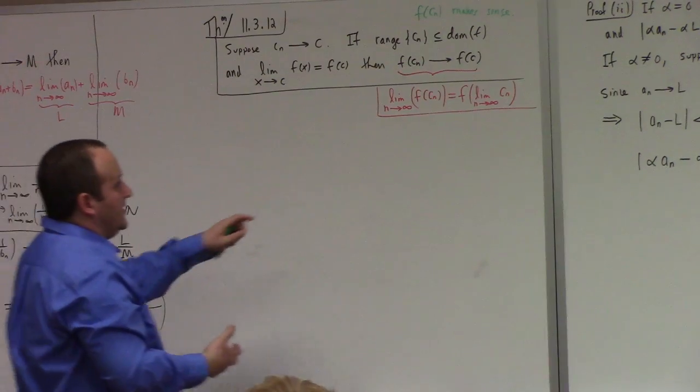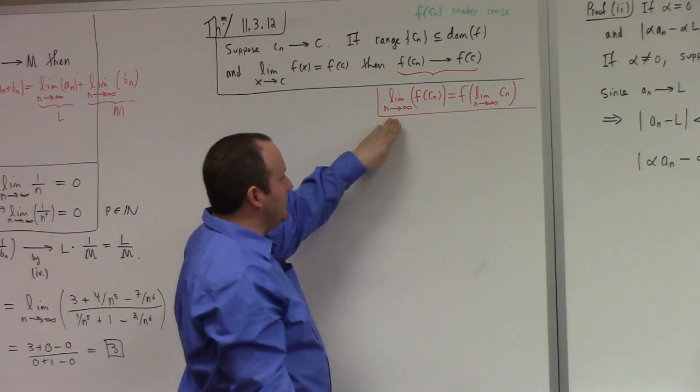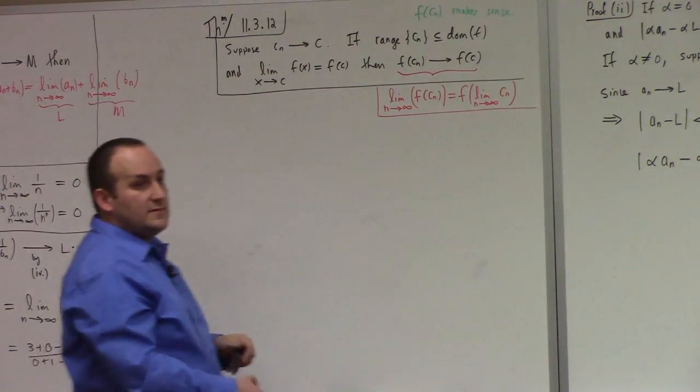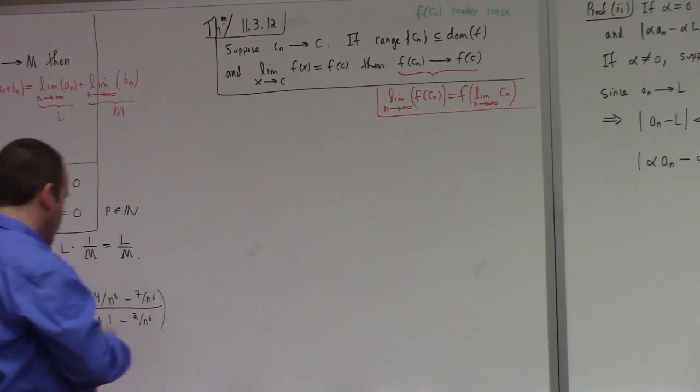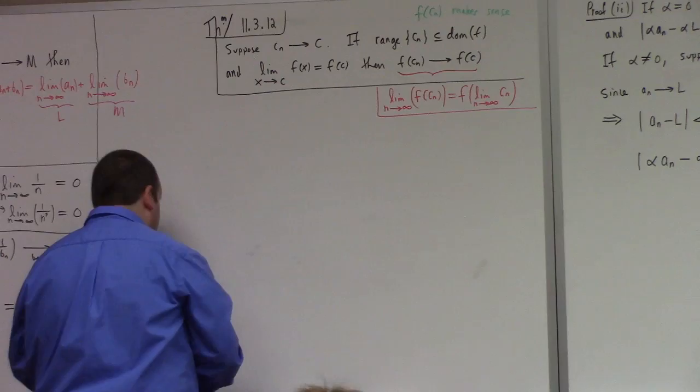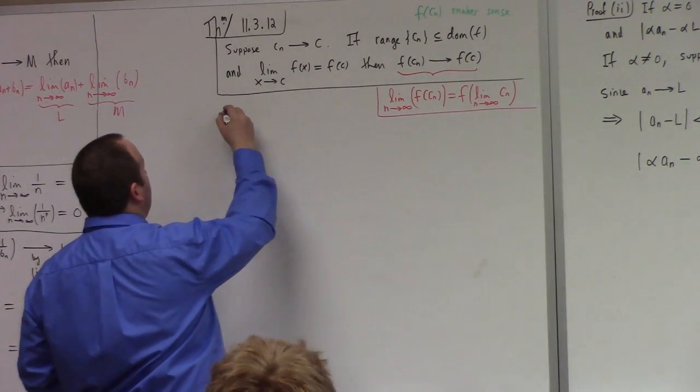So what this is saying is that if a function's continuous, you can pass a sequential limit inside it. Remember, we had a similar theorem for limits as x goes to 3 or whatever. For a continuous function, you can bring a limit inside the argument of the function. Remember that? One of our basic limit laws. Okay, so how do you prove this? So, proof.